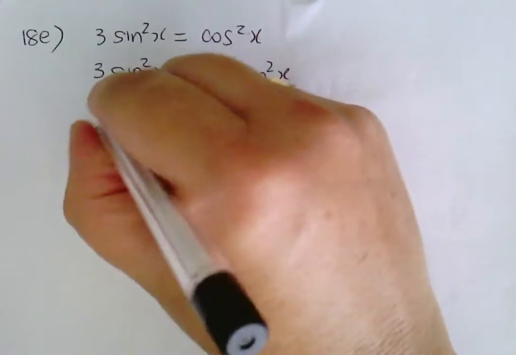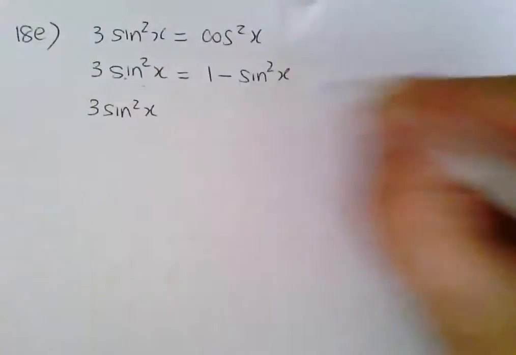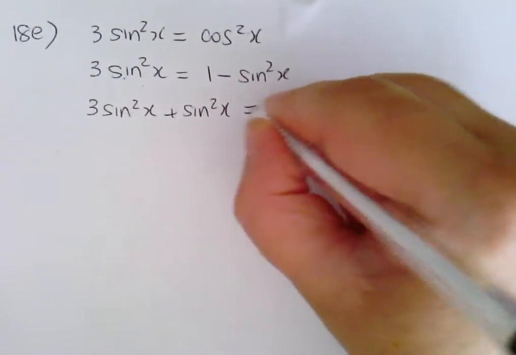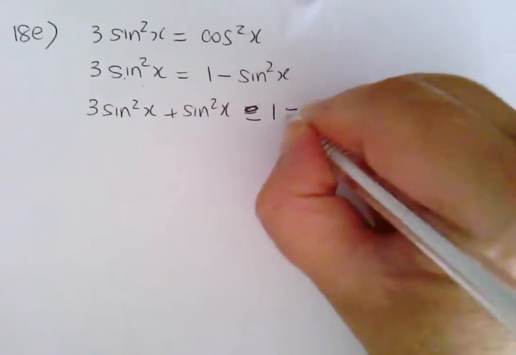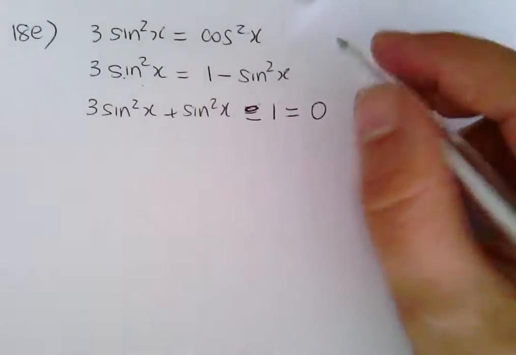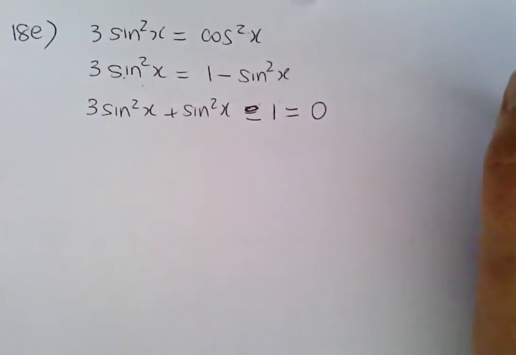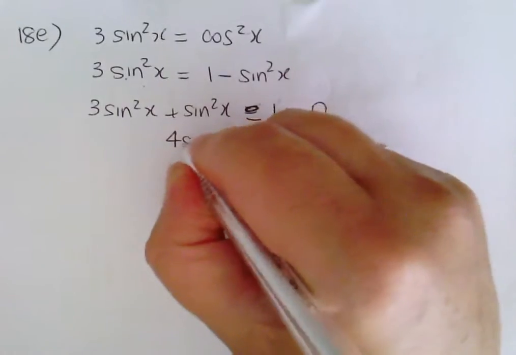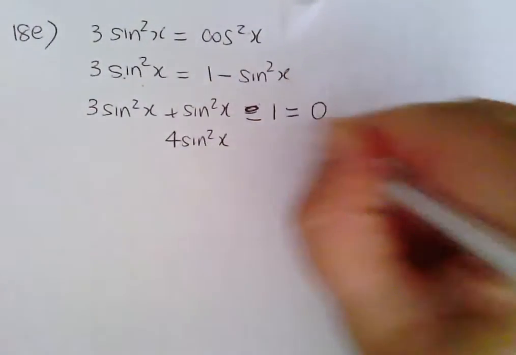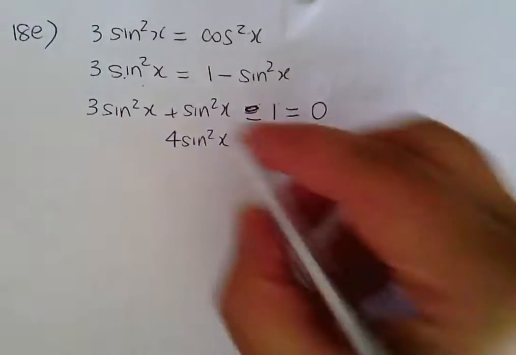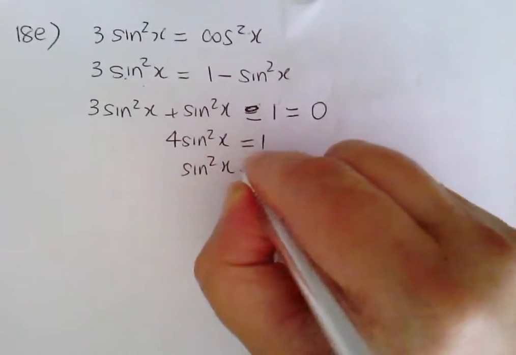So what have I got? 3 sine squared x plus sine squared x minus 1 equals 0. Actually, why didn't I just leave the 1 there? I'm going to take it back. It doesn't matter. What's this? 4 sine squared x, taking the 1 back over, equals 1. Sine squared x is a quarter.